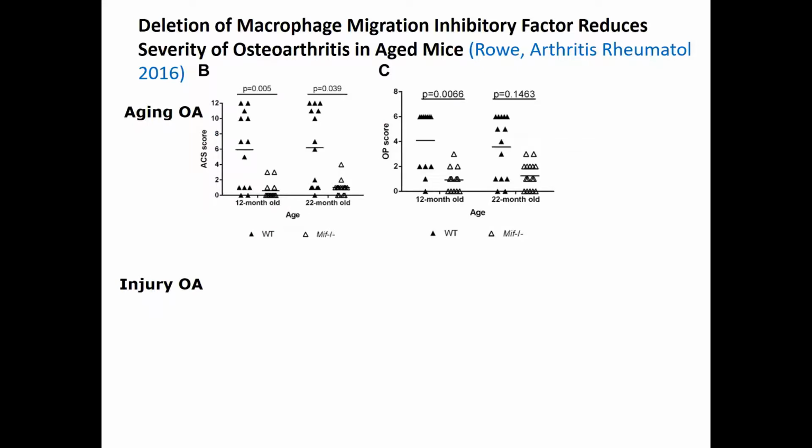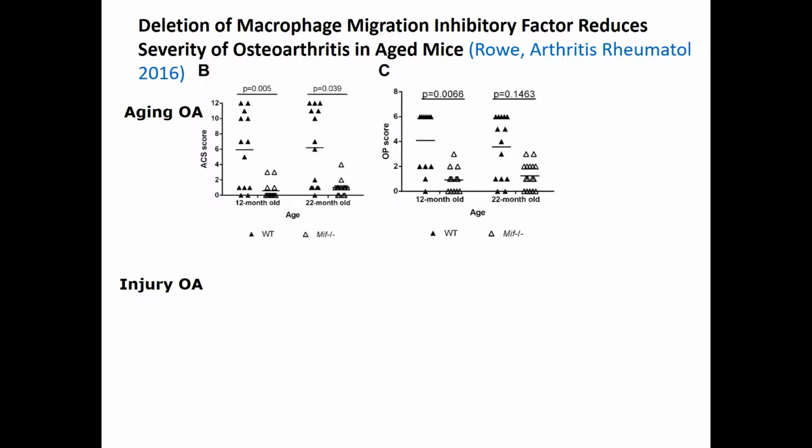We looked at mice that had a knockout of a cytokine called MIF, macrophage migration inhibitory factor. And we found that MIF knockout mice had significantly less age-related OA. So the wild-type mice are shown here. This is an articular cartilage structure score, which shows cartilage damage. The knockouts are here. This is 12-month-old mice and 22-month-old mice, which are pretty old mice. You can see significantly less OA and fewer osteophytes in the knockouts.